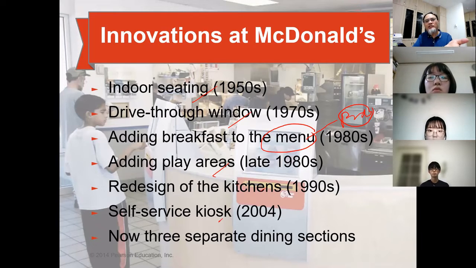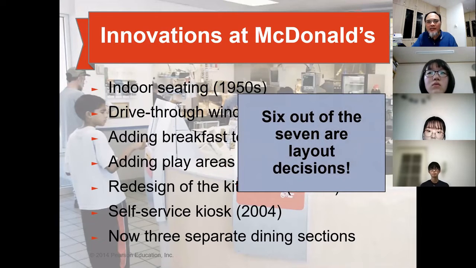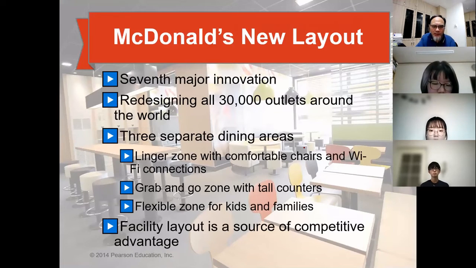But of course, McDonald's can do it because it is not like a factory making cars. If you did this every year with cars and changed the facility, it would cost a lot of money. But maybe for McDonald's it is not that high cost to change layout, which attracts customers for fast service. So this is a new layout of McDonald's. They keep on adding. The seventh major innovation is redesigning all 30,000 outlets around the world, with three separate dining areas: a linger zone with comfortable chairs, and a grab and go zone. Basically, it's trying to retain customers, and they look at facility layout as a source of competitive advantage.